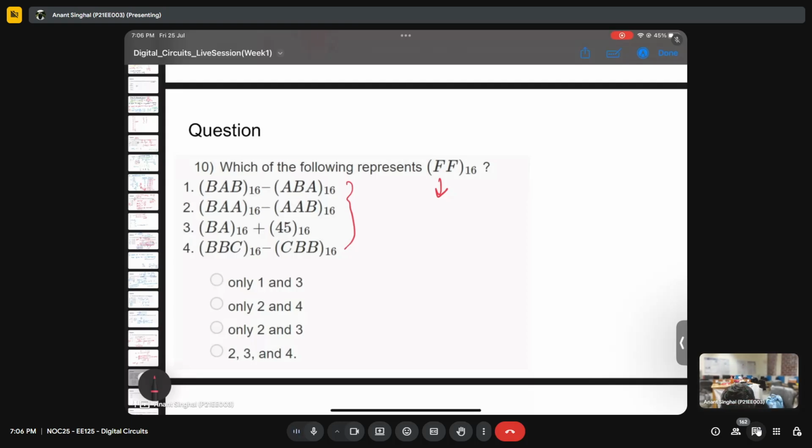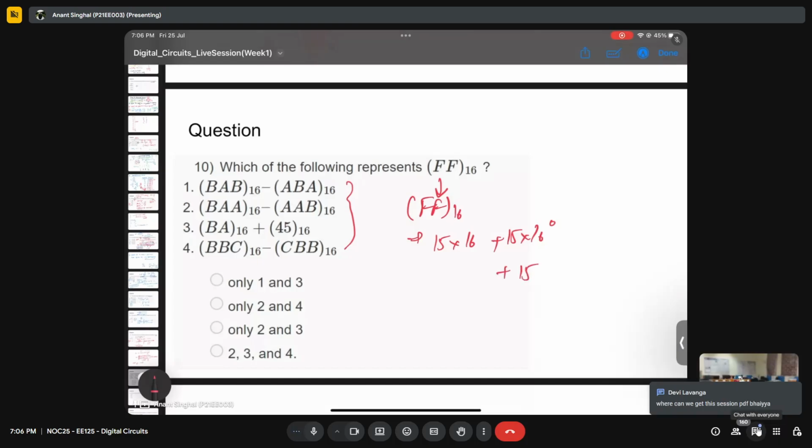So let me try to do one example for this particular problem. First of all, FF in base 16 is nothing but F is 15, I think. So 15 times 16 plus 15, that is 15 plus 240. So this is 255 to the base 10.